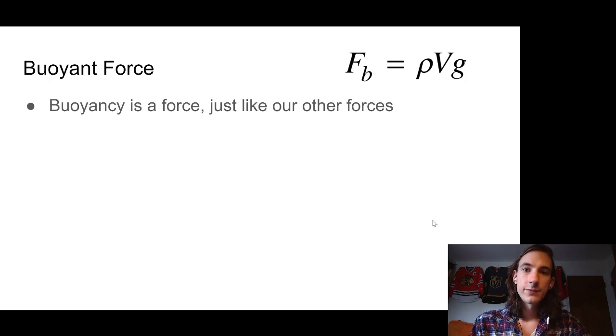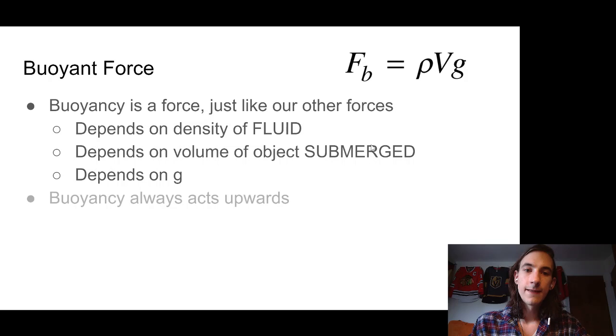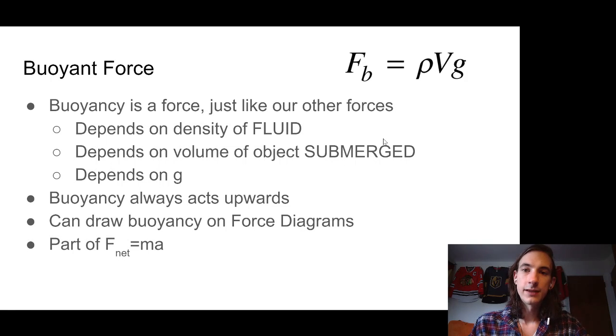And then finally, yes, we got this buoyant force. This is our equation. The buoyant force is equal to rho V times g. And the buoyant force is a little bit confusing because of the variables in there. So it's a force just like our other forces. That density, that rho in there, is the density of our fluid. So it's not the density of our object, it's the density of the fluid. It depends on the volume of the object that's submerged. So if you have a situation where half of your object is submerged, you're only going to use half the volume. So how much volume is submerged? And then g is just good old g.